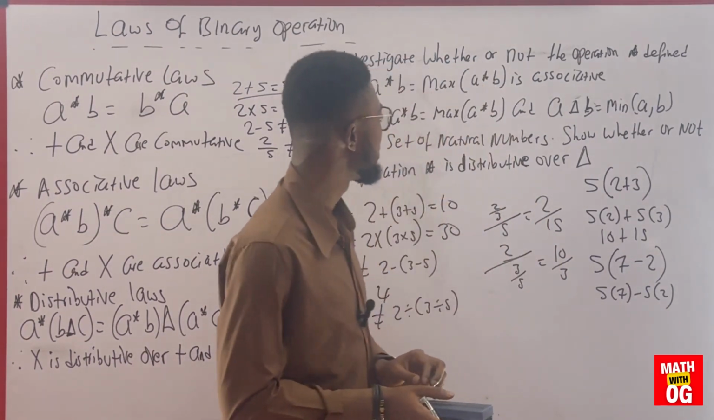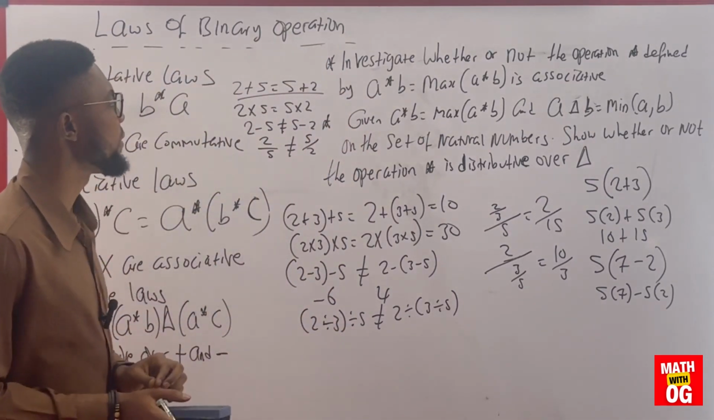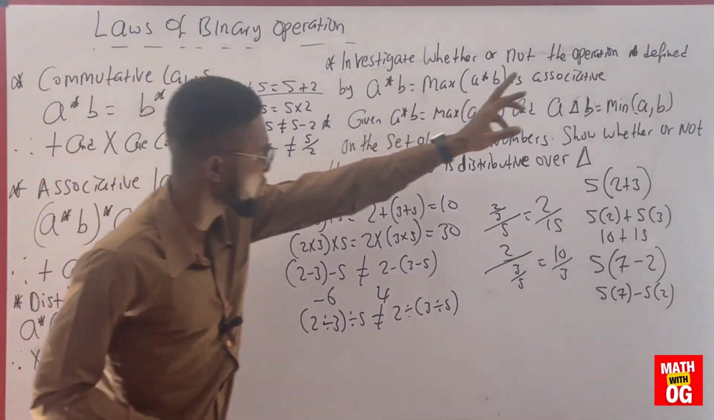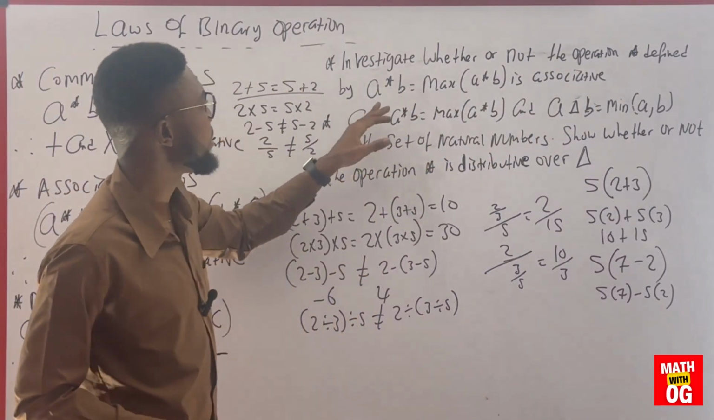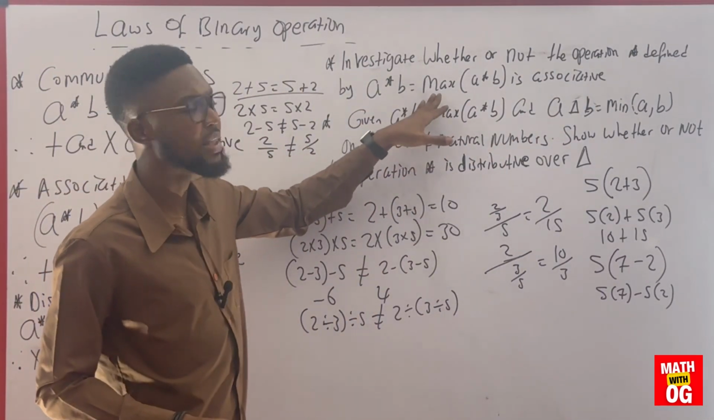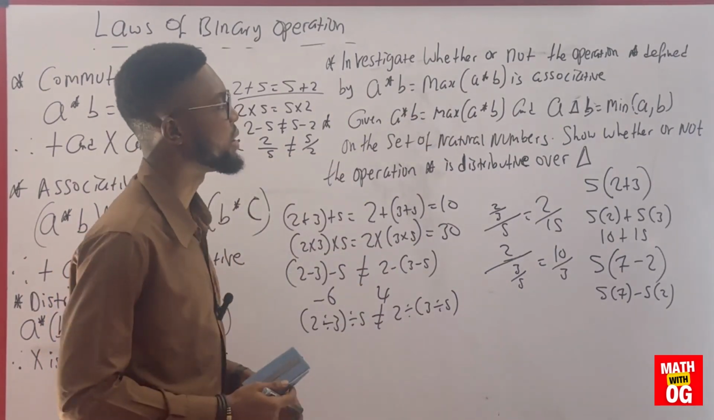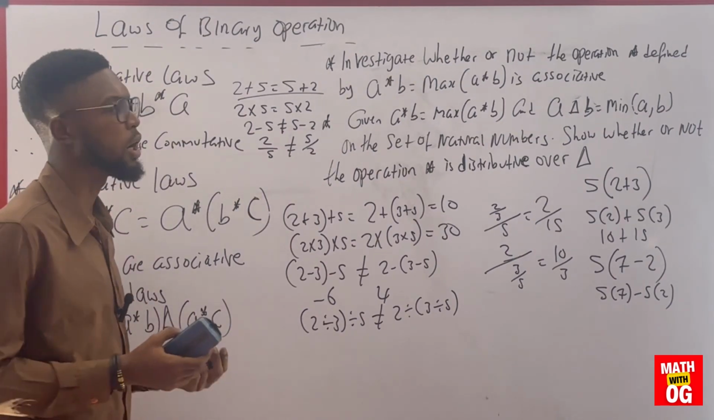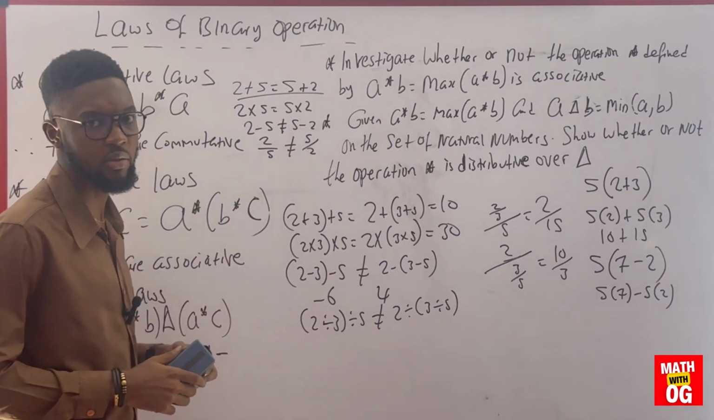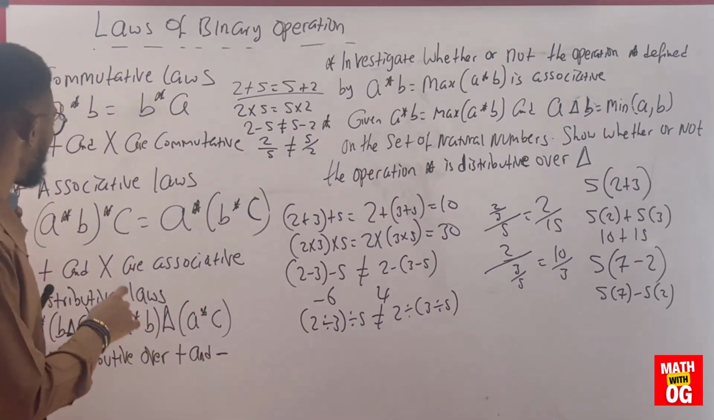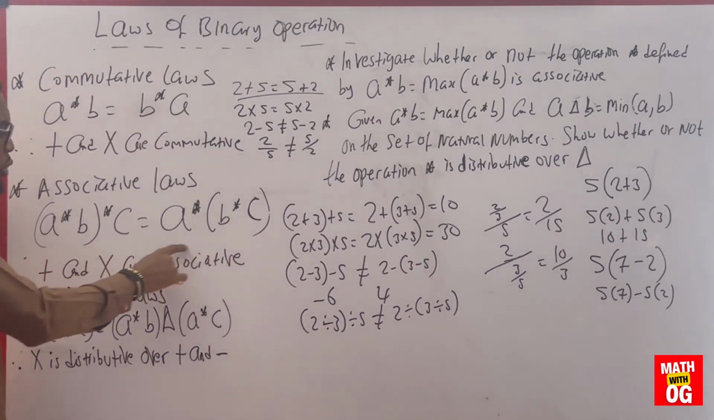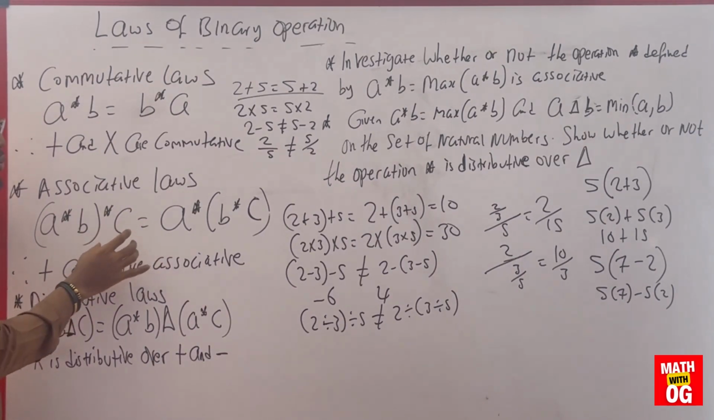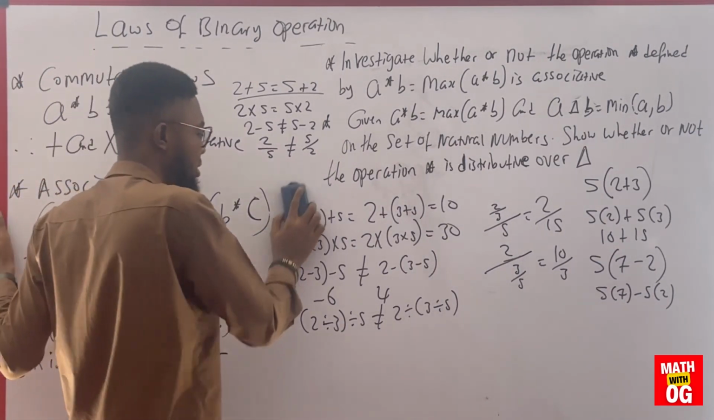Now, let's play with these questions. The first question says investigate whether or not the operation, asterisk, defined by A * B equals the maximum value of A and B, is associative. So we have to check whether or not this operation is associative, and to check, we have to see if it will obey this rule. If it obeys this rule, it is associative, but if it disobeys this rule, it is not associative.